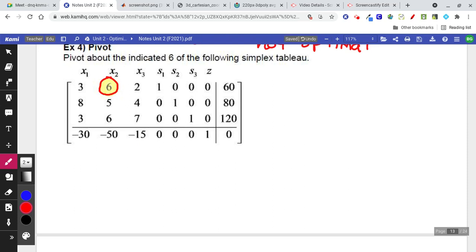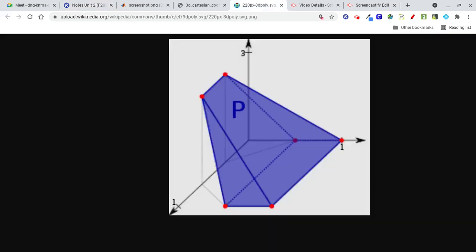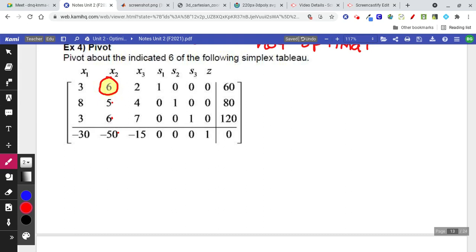All right, so think about Gauss-Jordan. When we tried to pivot, we were trying to knock out everything else in that column. So that's exactly what we're going to do. We're going to knock out the 5, 6, and negative 50 using that 6. What you're looking at right here with the simplex tableau is basically one of the corner points of that three-dimensional region.